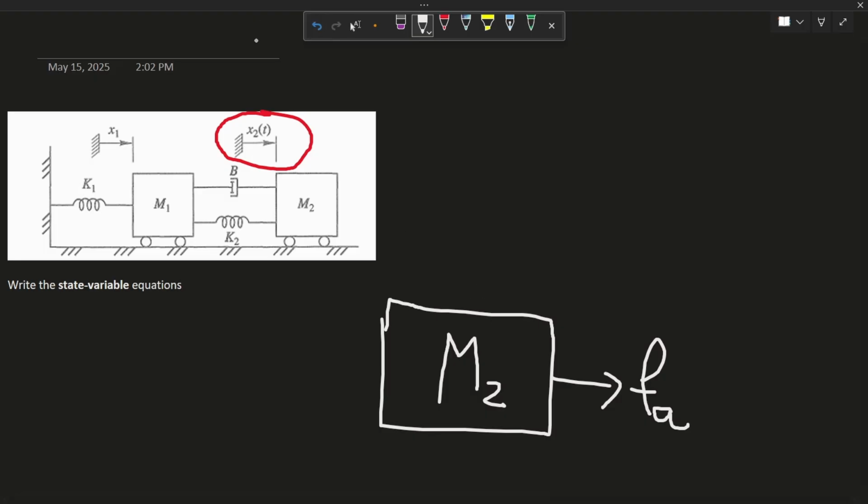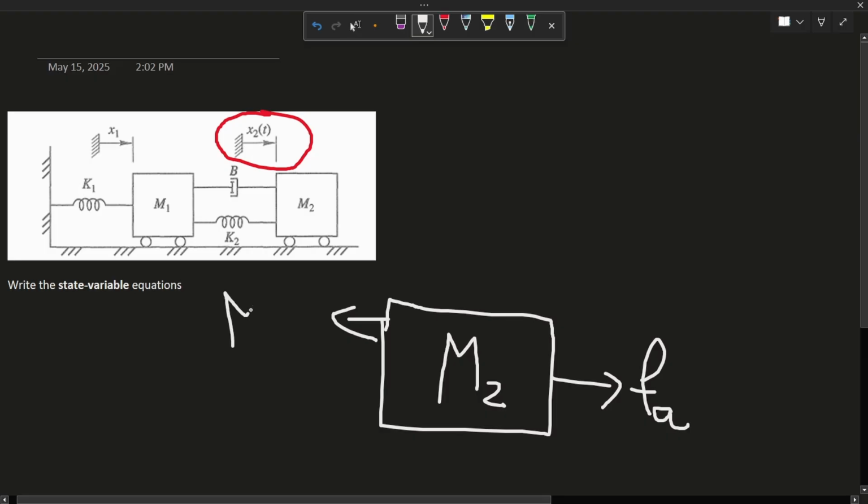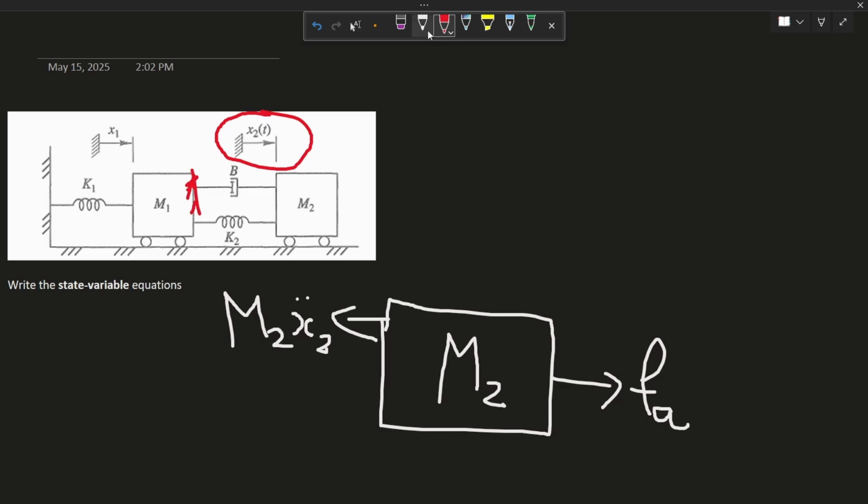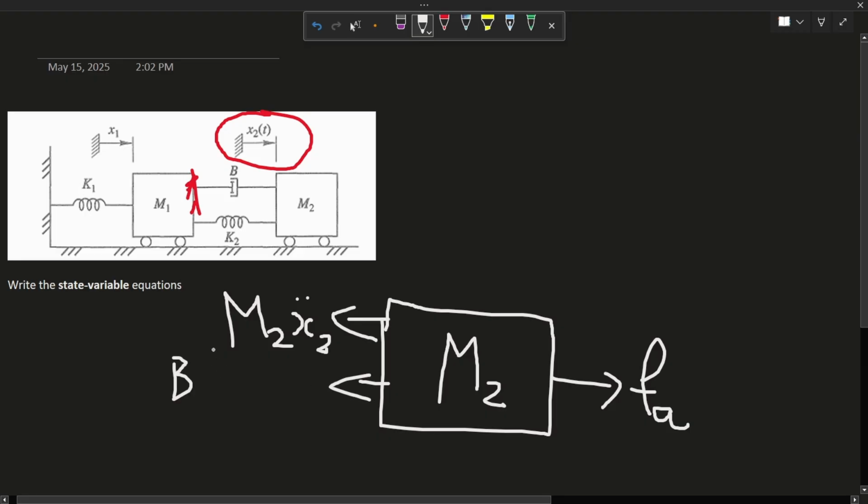Since it's moving to the right, as seen from x2, the inertia force is going to act in the opposite direction, so m2 x2 dot dot. Then, for the spring and damper, let's start with the damper. Whenever the damper is connected to two moving bodies, just pretend like this body is stationary, like it's just a wall. Then the damper force would be equal to b times the velocity of x2.